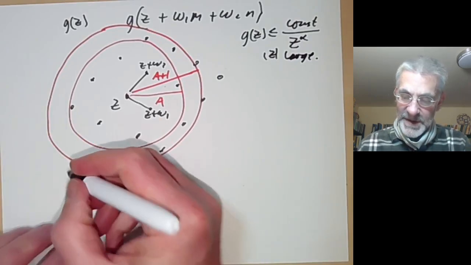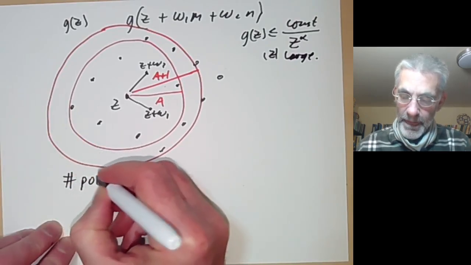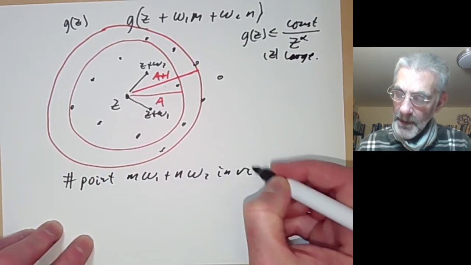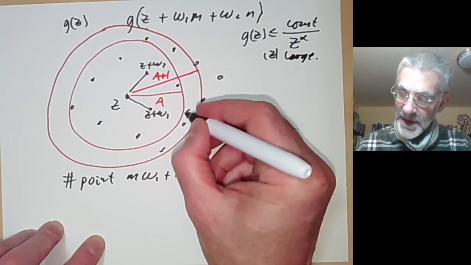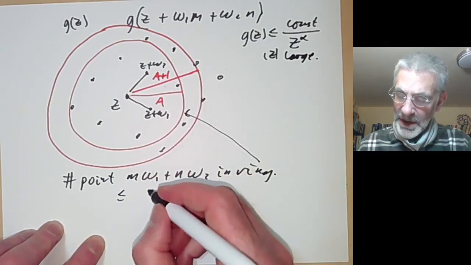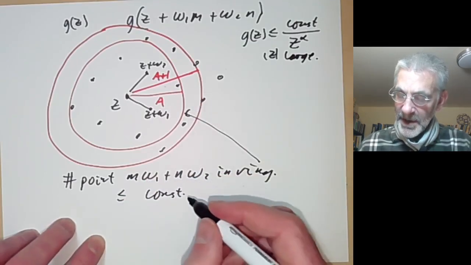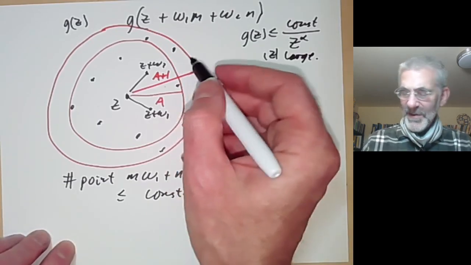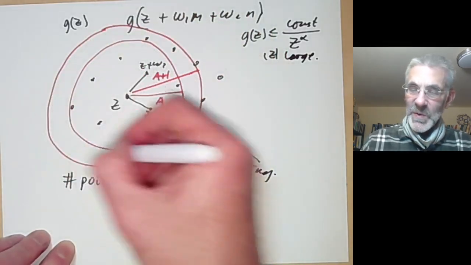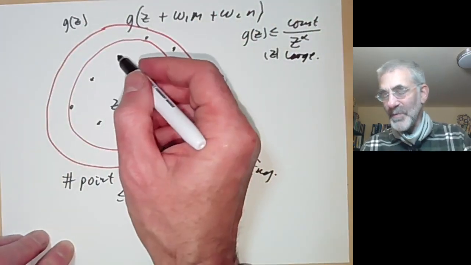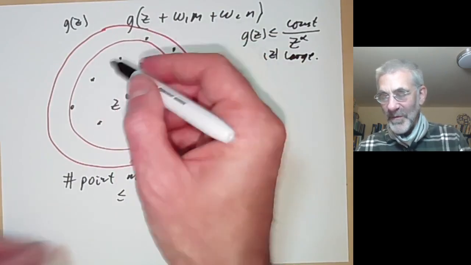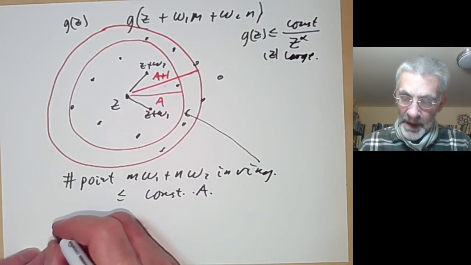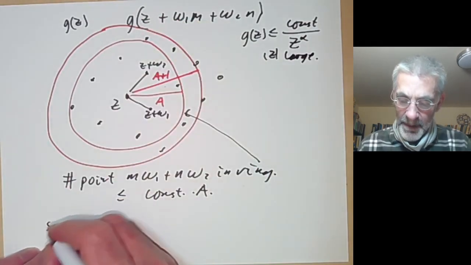the number of points of the form m omega 1 plus n omega 2 in the ring between these things is going to be less than or equal to some constant times a, because you can see the length of this ring is going to be about a, and these points are sort of uniformly distributed.